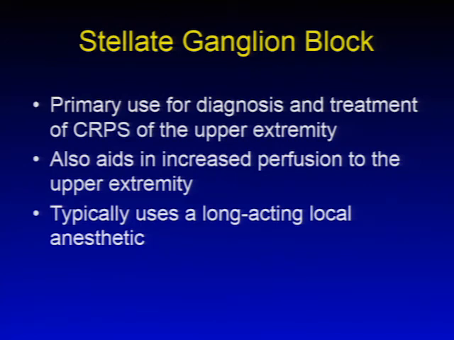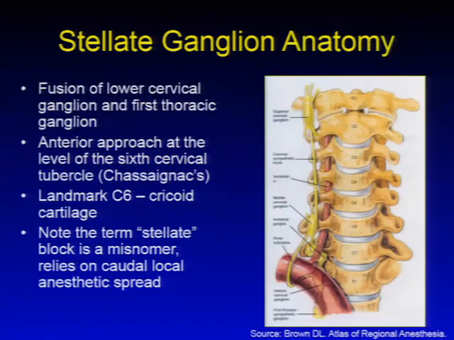Typically, a local long-acting anesthetic is used. Here's a picture of the stellate ganglion anatomy. The stellate ganglion is somewhat of a misnomer. The stellate ganglion itself is the fusion of the lower cervical ganglion and the first thoracic ganglion. It is approached at the C6 transverse process. The landmark is typically the cricoid cartilage at the Chassaignac tubercle.